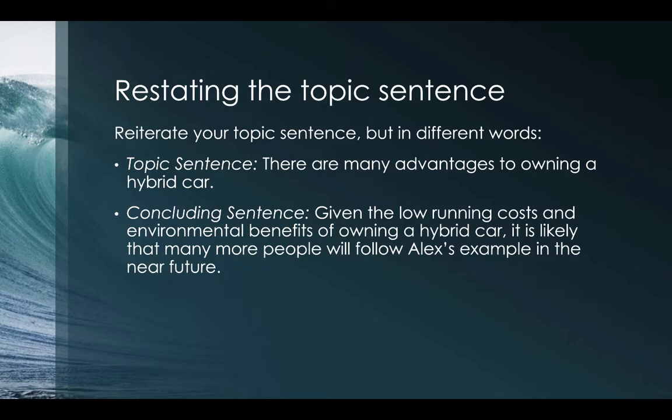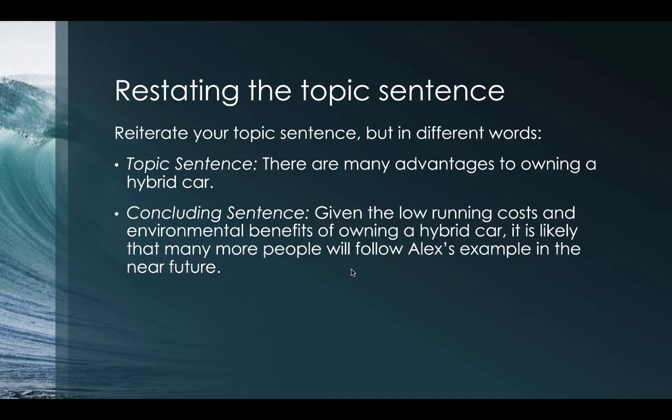So when we talk about restating the topic sentence, you reiterate your topic sentence, but in different words. So for example, in this one, there are many advantages to owning a hybrid car. So now this is your topic sentence. We know at the beginning of this paragraph that you're going to be talking about owning a hybrid car, and you're going to be listing advantages. You're going to be telling me why it's good to own a hybrid car.